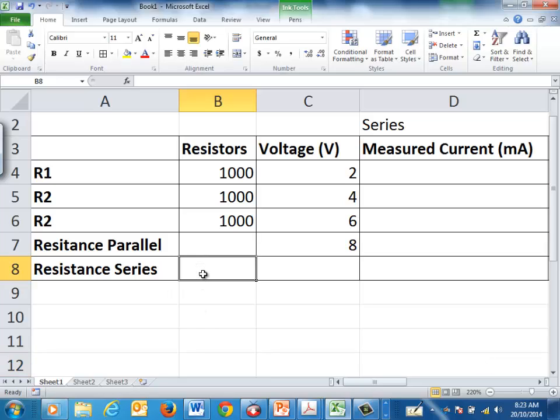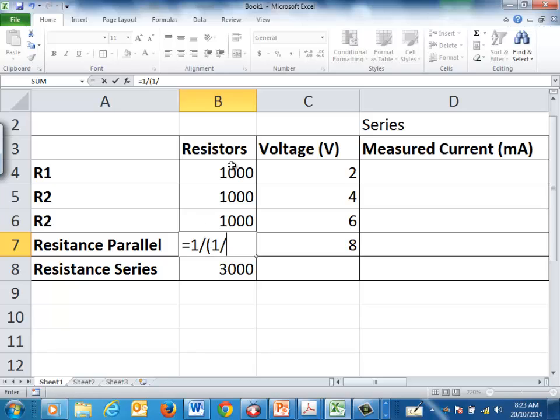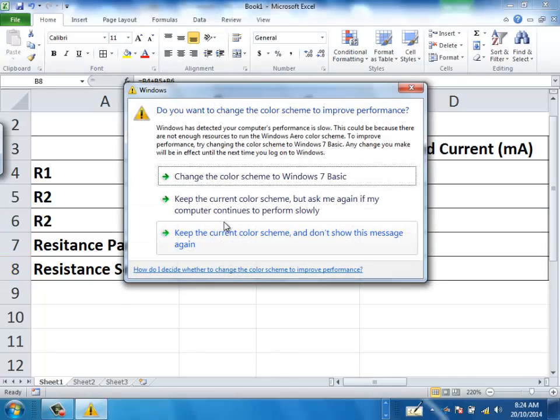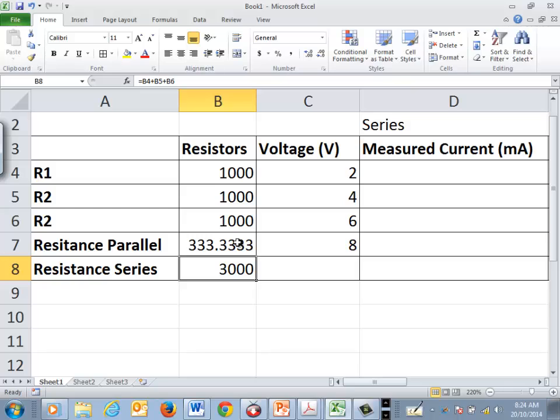Then for my series circuit, my total resistance is going to be equal to that cell plus that cell plus that cell. Just putting in a formula. Now, for 1 over RT, it's going to be equals 1 divided by that plus 1 divided by that plus 1 divided by that. Enter. It gives me my answer. Can you all see that? Yep. So these are my particular values, my total resistance that I'm going to use for my calculations.